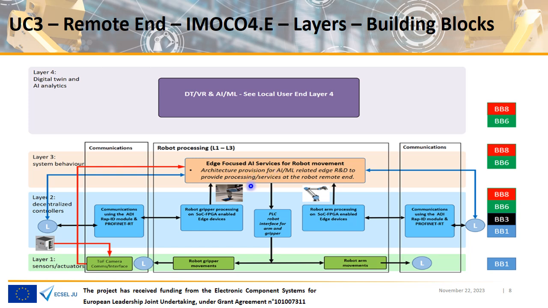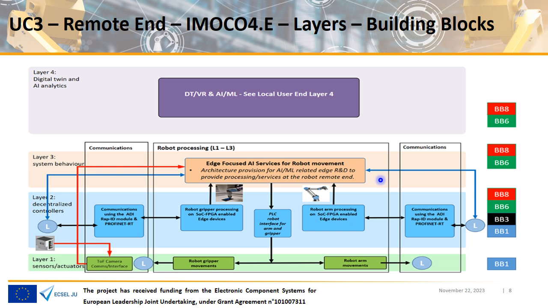Currently, we are not doing a lot of work on the AI aspects of the remote end, but in the future, for example, we could have object recognition or robotic state awareness, so the robot knows the state it's in, which could help it identify the next state that the robot should position itself in. So there is potential to build in AI services relating to the robot movement and vision capabilities into layer 3.